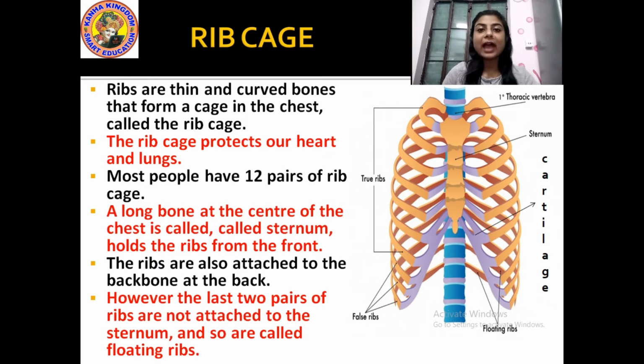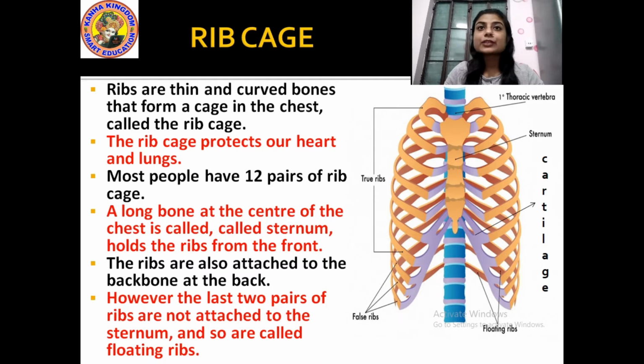The bones that you have nearby the chest, in your chest, are called ribs. That means it is divided into parts. One rib, two rib. So that is called, and it forms a cage-like structure. That is why the rib is called the rib cage. The skeleton is called the rib cage.